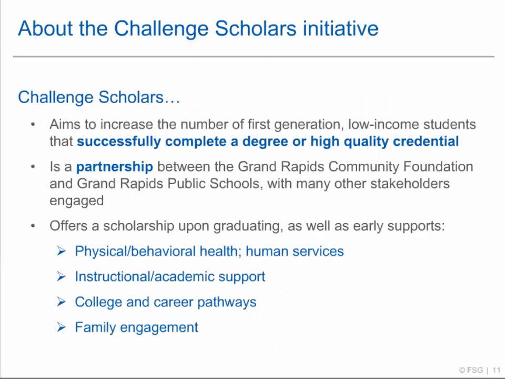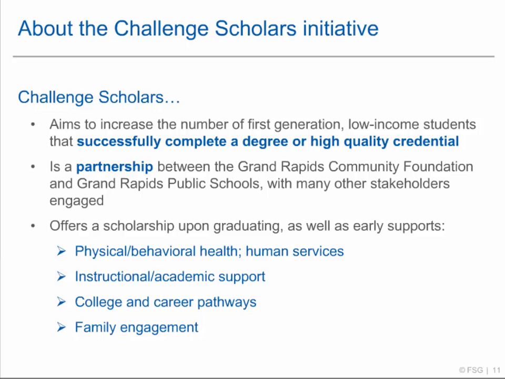The Challenge Scholars Initiative is the most ambitious and complex effort ever undertaken by the Grand Rapids Community Foundation. We began developing the concept in 2009 in response to a priority set by our board to increase the number of first-generation, low-income students who successfully obtain a degree or a high-quality credential. But the initiative is led by the Community Foundation in partnership with Grand Rapids Public Schools. The issue of educational attainment is connected to many systems, and our approach is holistic. As a result, multiple stakeholders are engaged with the work, including local colleges and universities, community-based organizations, and business.